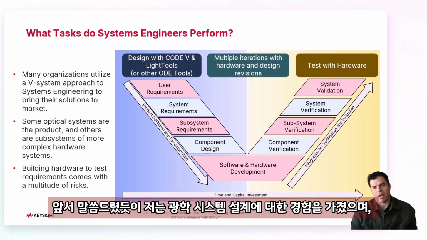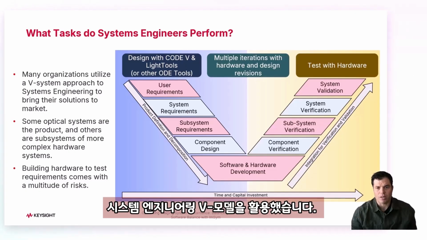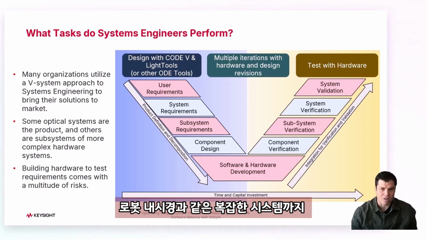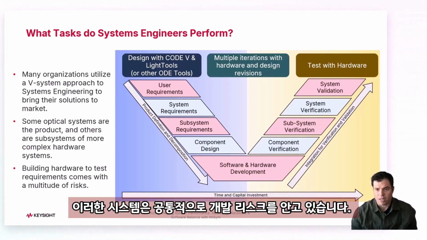As I mentioned, my background is in optical system design. Many of the teams I've worked with in the past utilize the systems engineering V model to bring their solutions to market. This approach is applied to products of varying complexity, either products that are essentially a single optical system like a photographic camera, or something as complex as a robotic endoscope. Regardless of the complexity, both of these products face development risks.